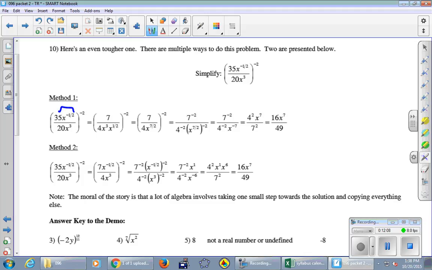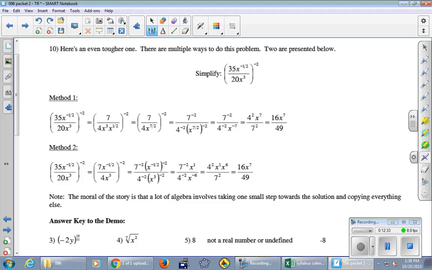Where does this guy go? Downstairs and becomes x to the 1/2. There it is. X cubed had no reason to go anywhere. It's still down in the bottom. Okay. Only the negative exponents move. What do we do with powers? We add them together, right? So that's 3.5. Let's write it as an improper fraction, 7/2.